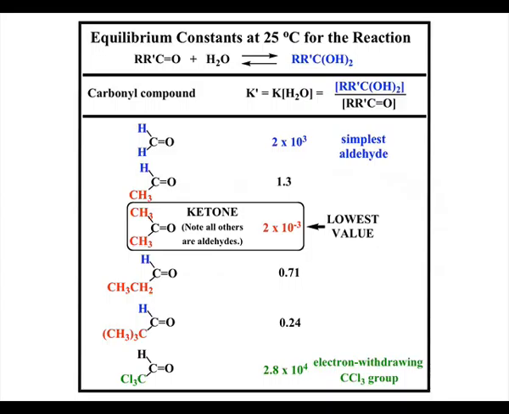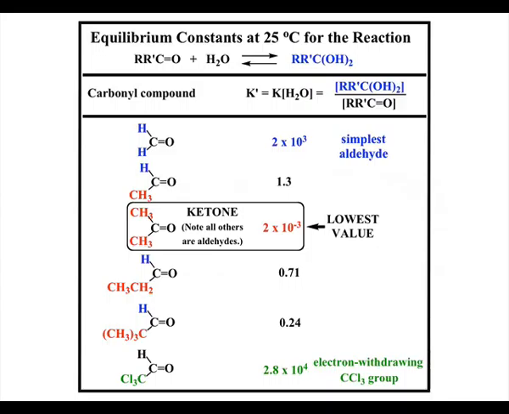Okay? But notice what happens when we put big bulky groups out here for the aldehyde. What do we see? It slightly favors the starting material, right? Why is that? Everybody's favorite answer: steric hindrance. There you go. You put a big bulky group there, you're going to sterically hinder it, right?